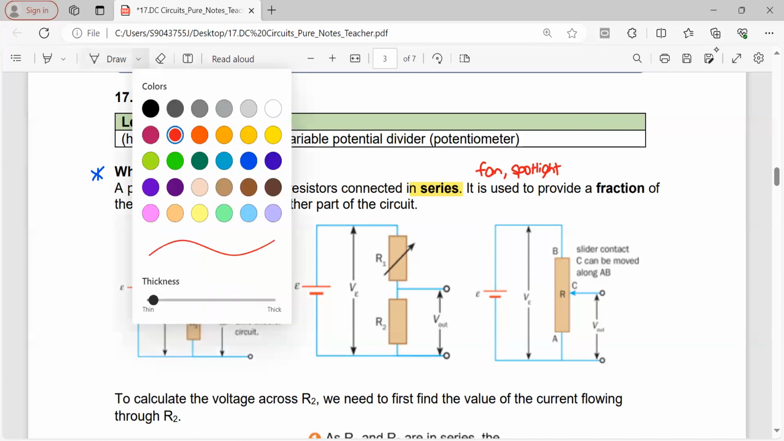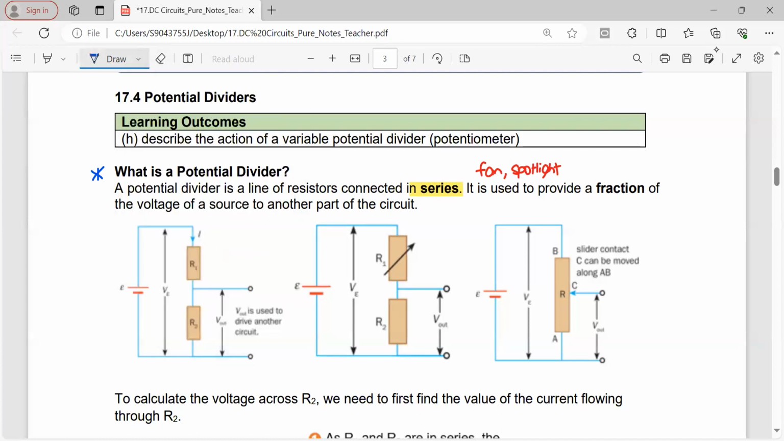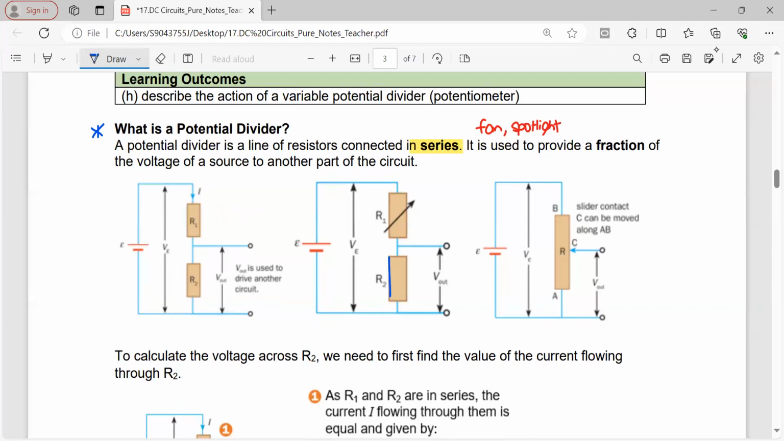Okay, so there's actually two components, one here and one with an arrow. This is a variable resistor. Just the rectangle block is a resistor.